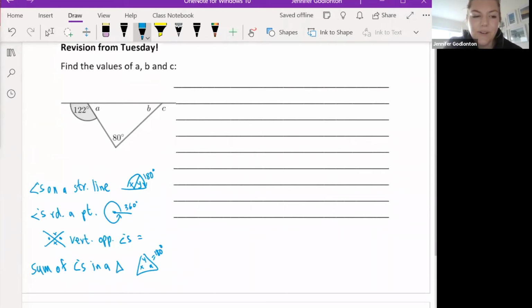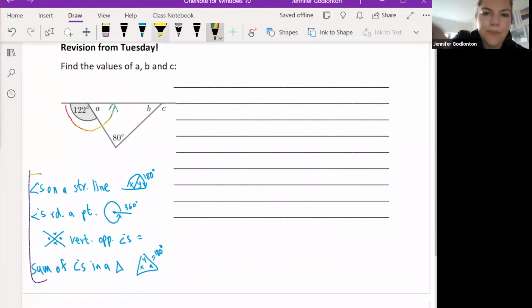So we're going to try and use these, and we're going to see if we can figure out the next one. We're going to start here. Of these rules that I've written here in our little cheat sheet, which one do you think would help us find A? Angles on a straight line. Beautiful. Do you think you can talk me through what my equation would look like?